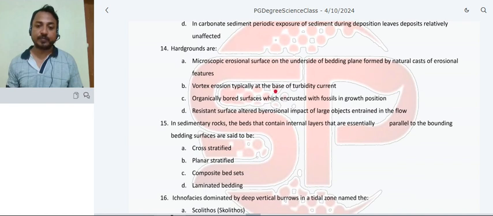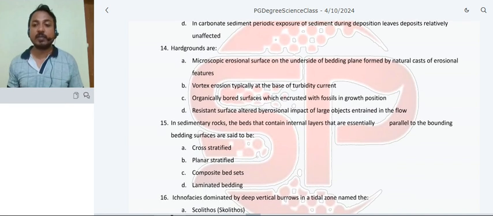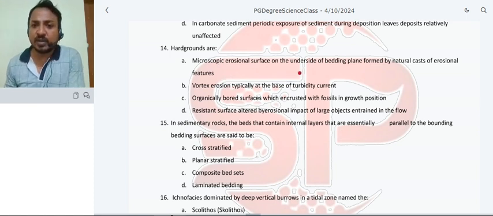Then comes hard ground. So hard grounds are formed by organic deposition or evaporite deposition, or you can say precipitation deposition. These are microscopic erosional surfaces on the underbed or bedding plane formed by natural cast of erosional features. It is incorrect. Vortex erosion is typical at the base of turbulent currents. Hard ground is found in the shelf region.